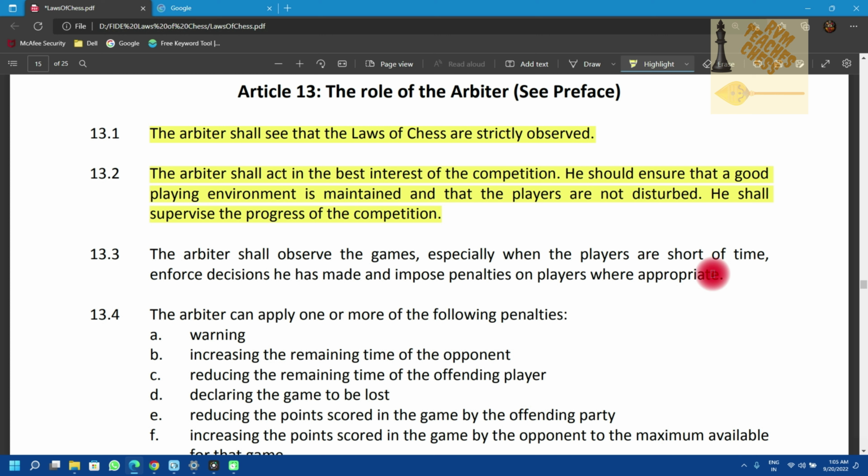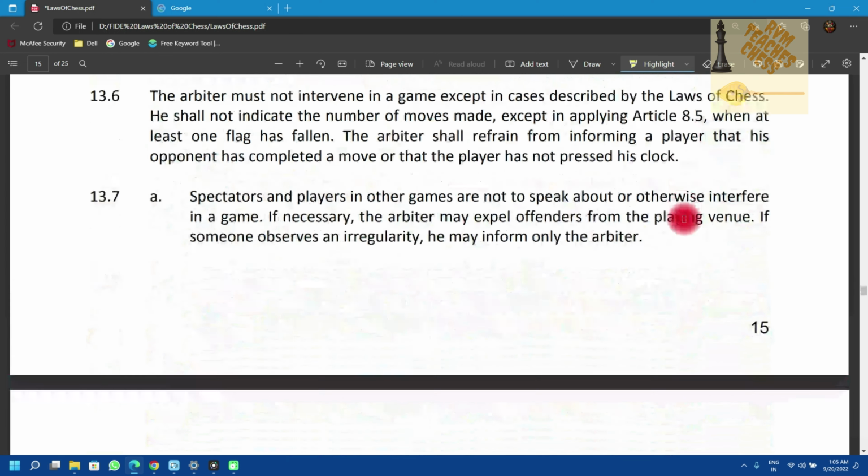The arbiter shall see that the laws of chess are strictly observed. The arbiter shall act in the best interest of the competition. He should ensure that a good playing environment is maintained and that the players are not disturbed. He shall supervise the progress of the competition. I think it's pretty straightforward. You can understand what it means.